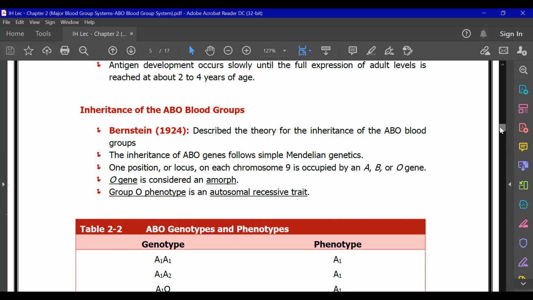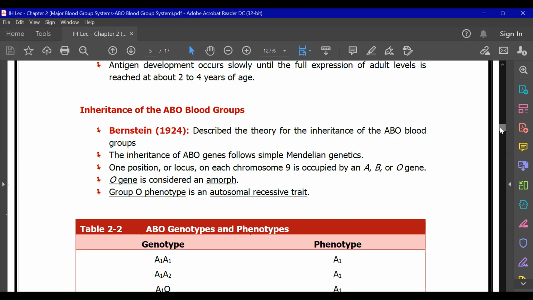Okay, and the phenotype talks about the observable trait. When we say phenotype, we are pertaining to the blood type of the individual. That is the observable trait. Paano naman pag genotype? We are pertaining to the actual genetic makeup, or to the actual genes inherited by the individual.